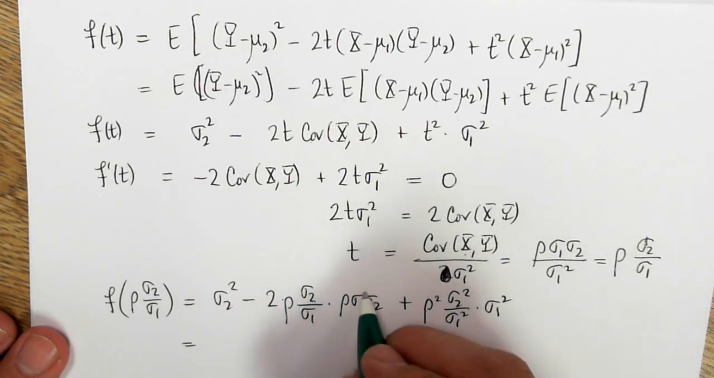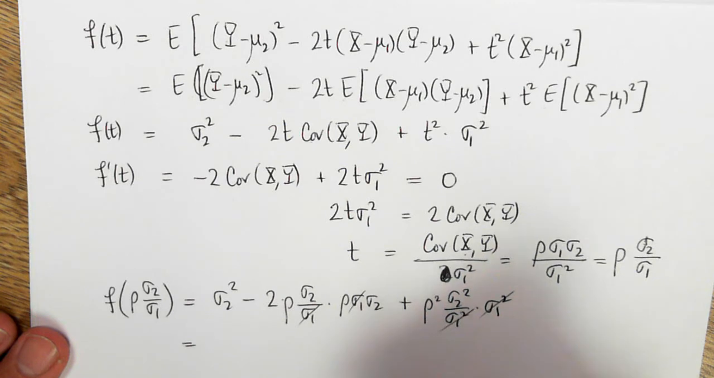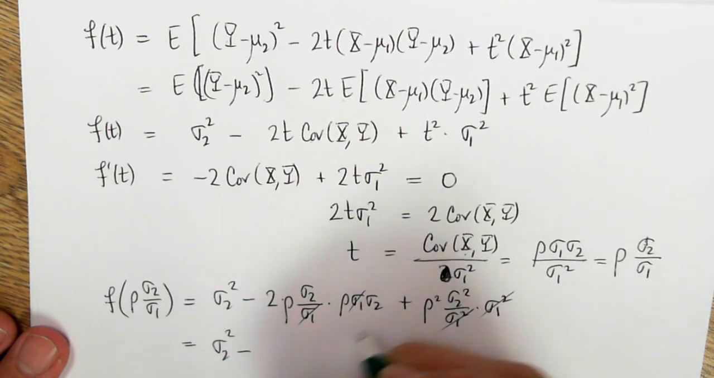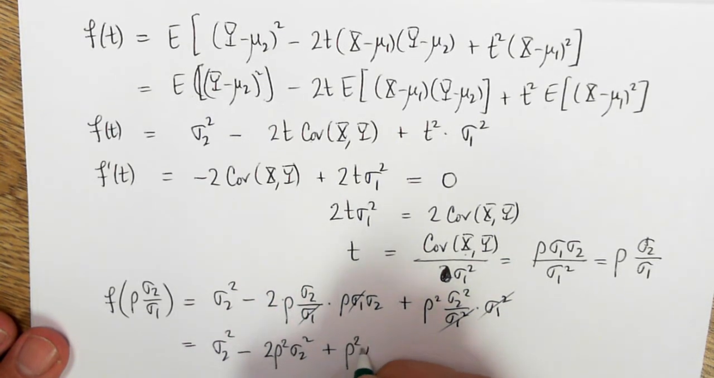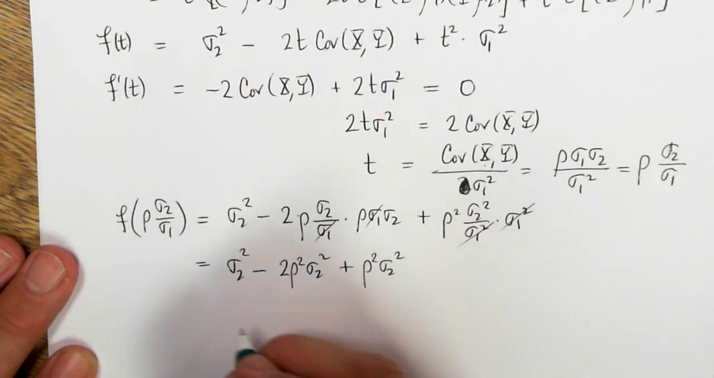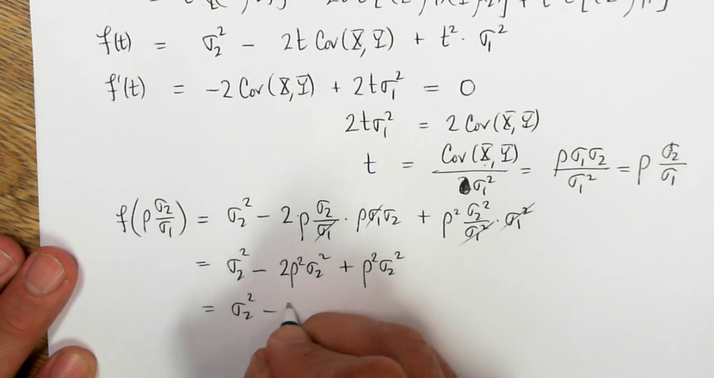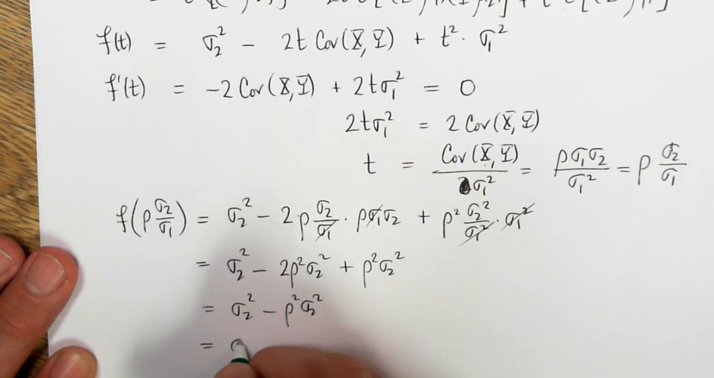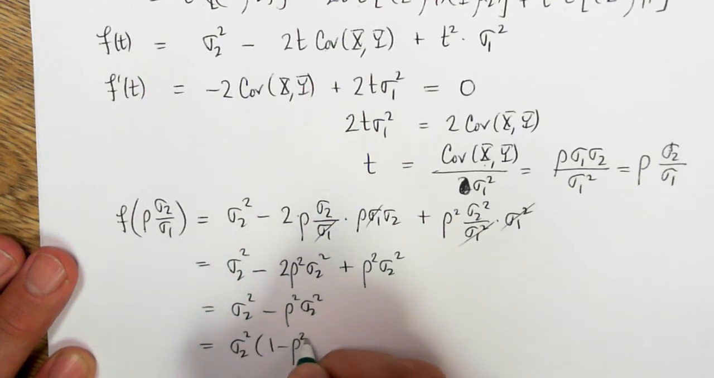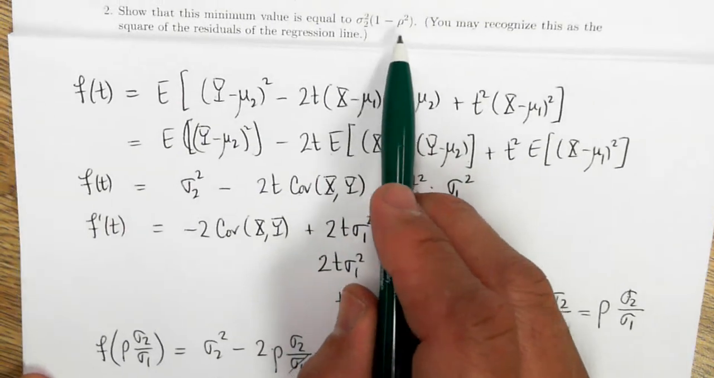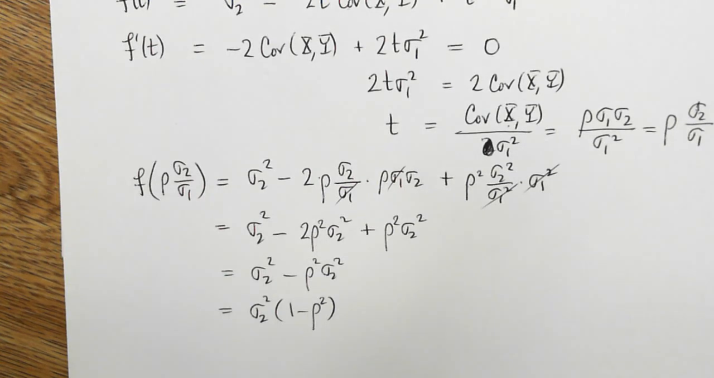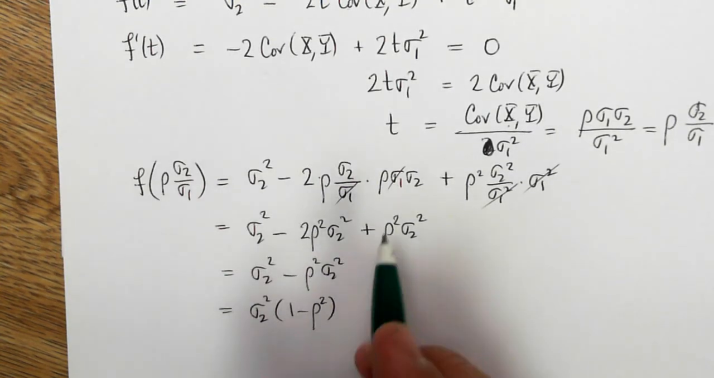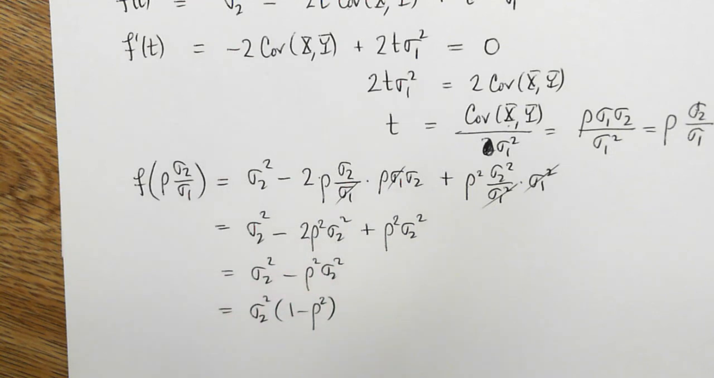Okay, can I simplify this? Well, sigma 1 cancels here, sigma 1 squared cancels here. So I'm left with sigma 2 squared minus 2 rho squared sigma 2 squared plus rho squared sigma 2 squared. So that's equal to sigma 2 squared minus rho squared sigma 2 squared, or sigma 2 squared times 1 minus rho squared. And so that matches the formula that we're supposed to get. And from statistics, this is known to be related to the size of the residuals. More accurately, we typically would take the square root of this, and that would estimate the size of the residuals when computing the regression line.